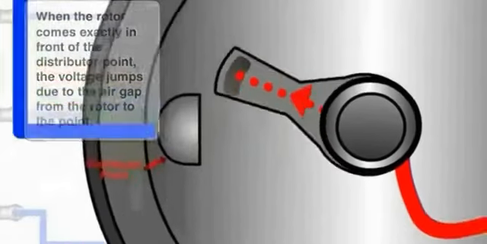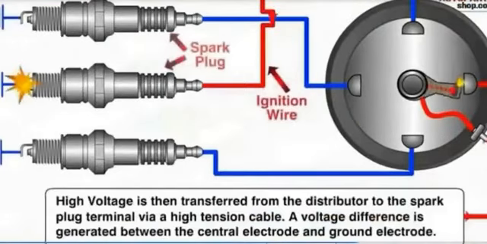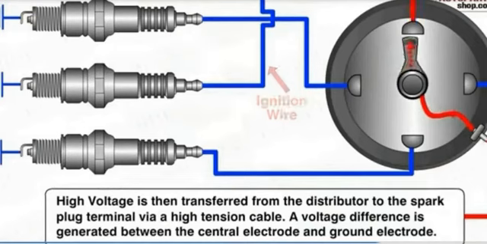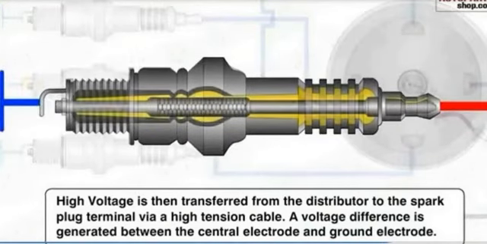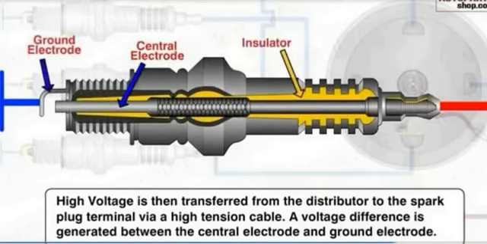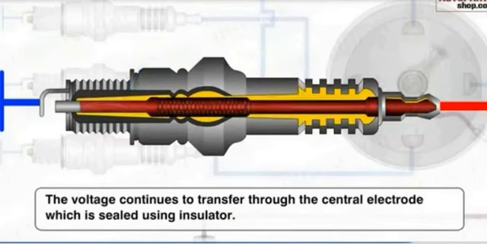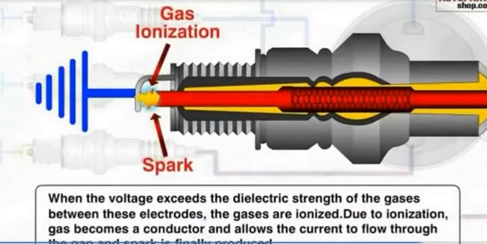The voltage difference is generated between the spark plug's central electrode and a ground electrode. The voltage continues to be transferred towards the central electrode through the insulator.